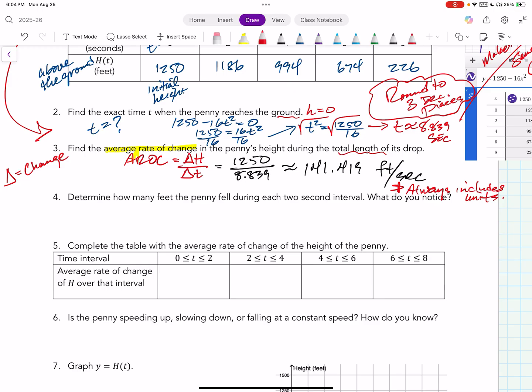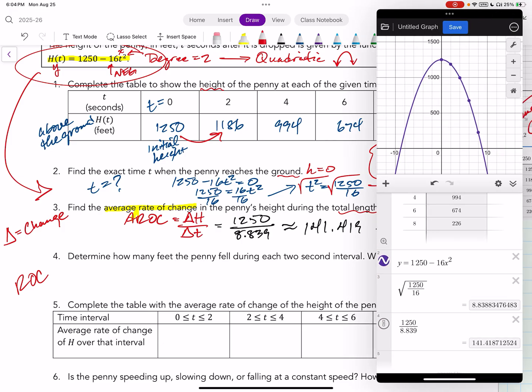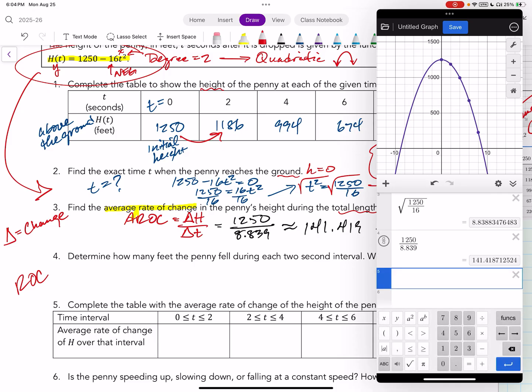Okay, number 4. Determine how many feet the penny fell during each 2-second interval, and what do you notice? So let's do that. Here, for each 2-second interval, we have to find the rate of change. So from 1250 to 1186, what is that decrease in height? All you have to do is subtract.